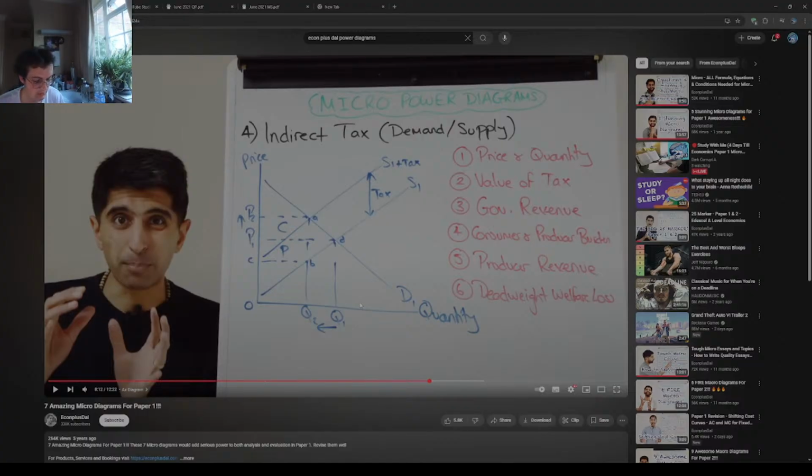Wait. No, this would be inelastic, and this would be good as elastic, because producer burden as good elastic, close substitute, perfect substitutes available in the market.